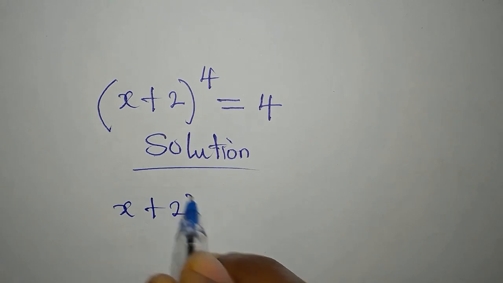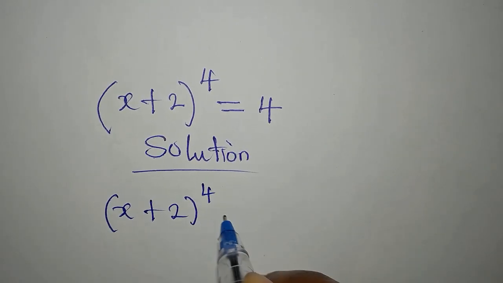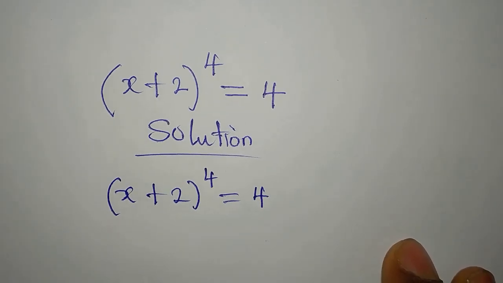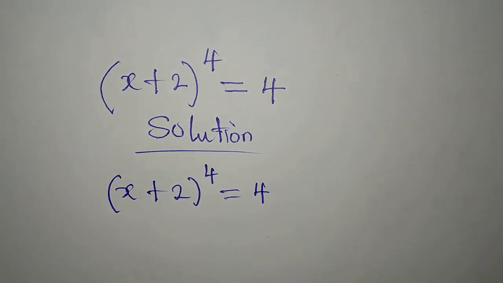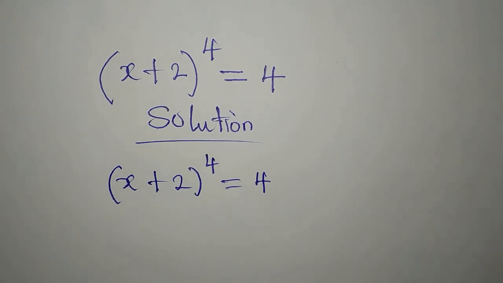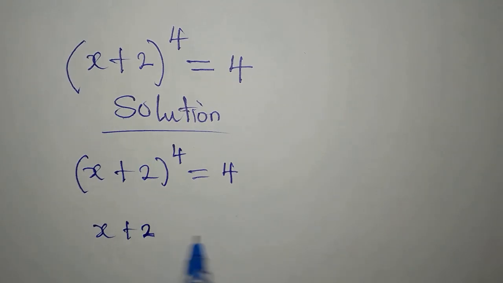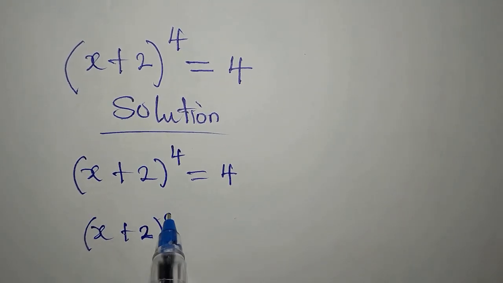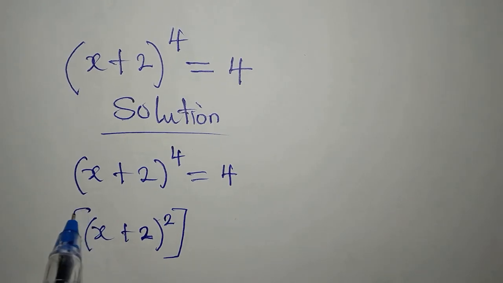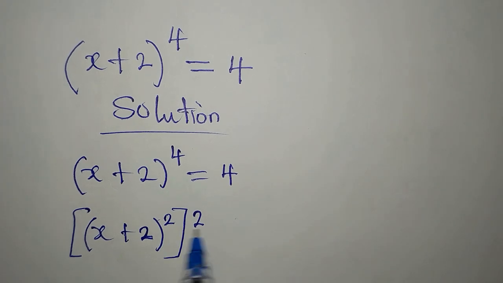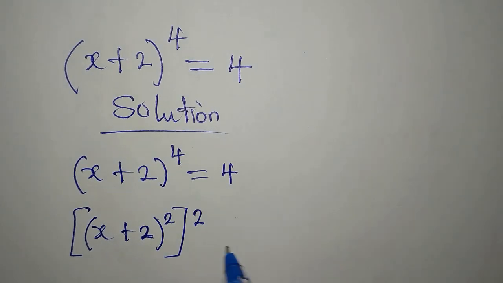(x + 2)^4 = 4. How do we solve this problem? Let's give it a try. Now, do you know that this is the same thing as ((x + 2)^2)^2? Because if I multiply the powers, it gives this back. Then this is equal to 4.